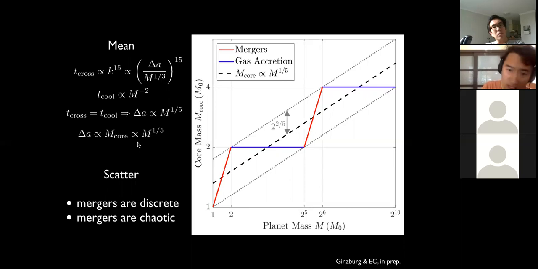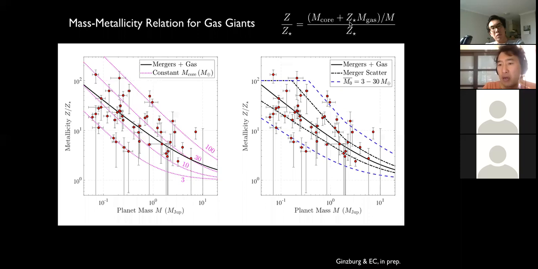This is it, you're done. This is the only thing you need. You need some relation between M core and M to the 1/5, and you plug this relation into this to find the mass metallicity relation, right? Because once you know M core for a given M, then M gas is just M minus M core. So that's it, and that gives you this line. But I do want to say, as simple as it is, my feeling is that other theories would give you something similar too.